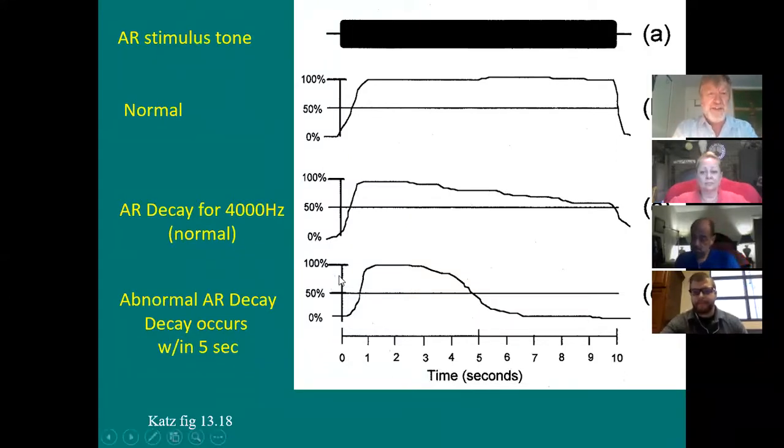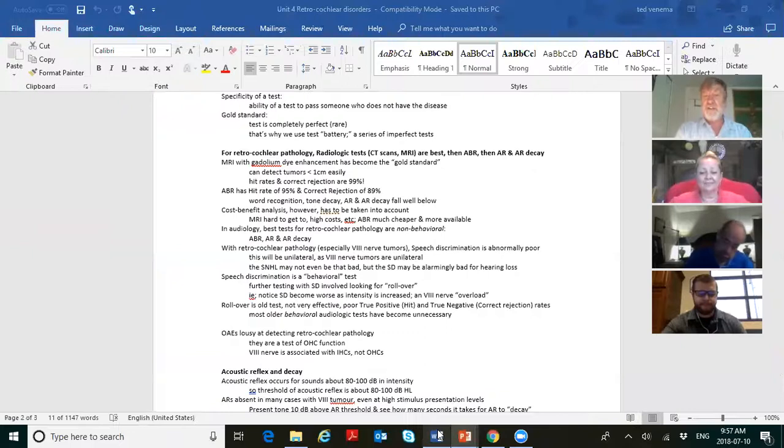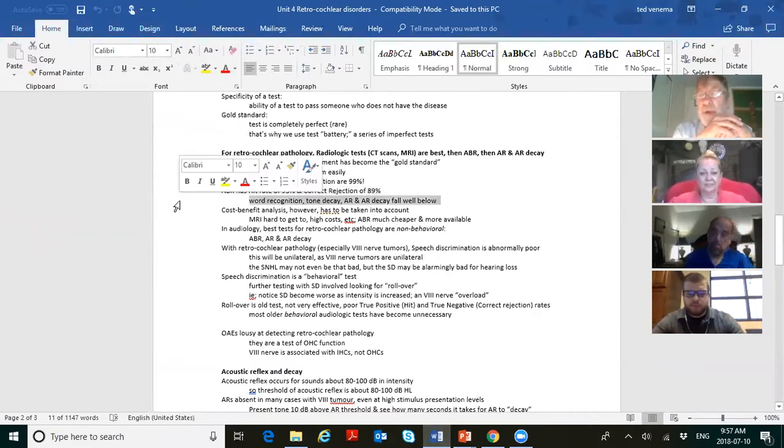So look at all these tests: MRI, CAT scans, ABRs, acoustic reflex decay. Those are the better tests. Now let's go to the lousy tests. Not pretty, because a lot of people used to do these tests, and they don't really so much anymore. These are behavioral tests: word recognition, speech discrimination in the bad ear. Is it always really bad? Not necessarily, but it's a behavioral test.